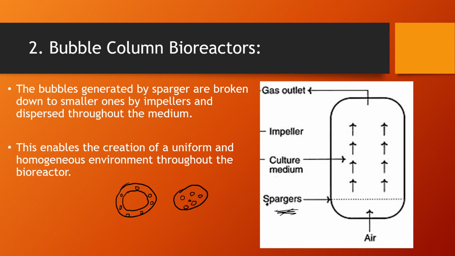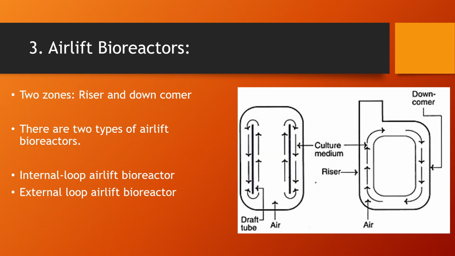Okay, and in this type of bioreactor, the bubbles generated by the sparger are broken down into smaller ones by impellers. There may be impellers used or may not be used. So generally these bioreactors are used for cultures where the temperature is critical. If temperature is increasing, then there is a trouble. So in that case, bubble column bioreactors are used for air mixing of the content of the bioreactor, or culture medium of the bioreactor.